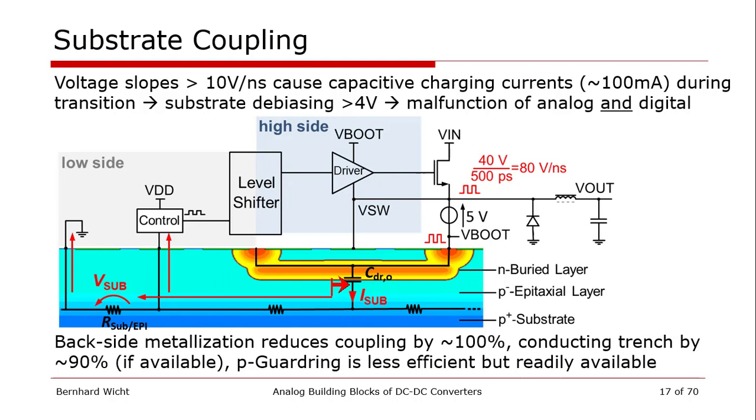So what you want to do is take away this current immediately at the source where it occurs, and one of the most efficient measures is backside metallization. If you have some metal which is grounded at the backside of the die, you can suck the current away without getting too much disturbance. Just want to briefly outline this. This is another big topic here in the field of DC-DC implementation.